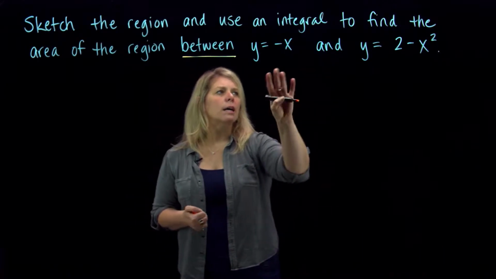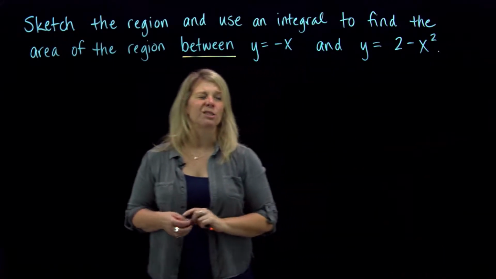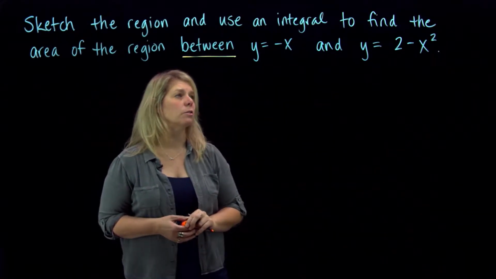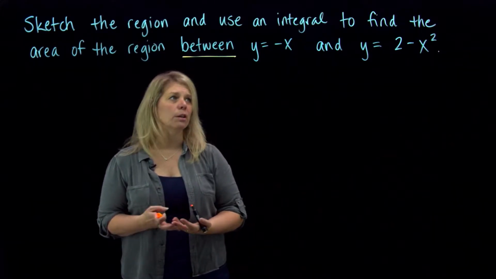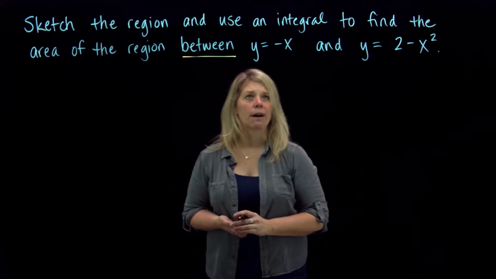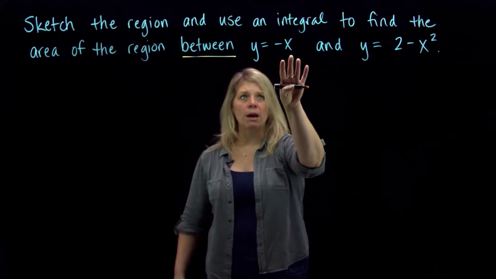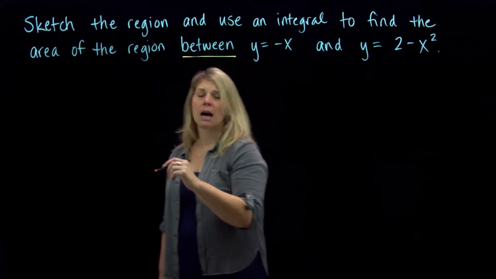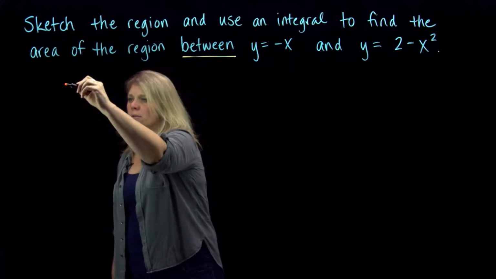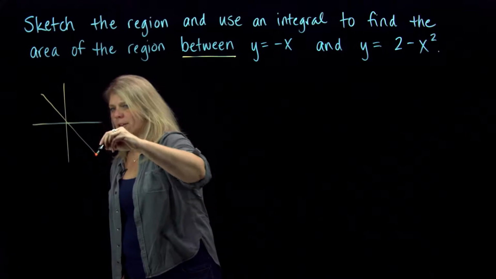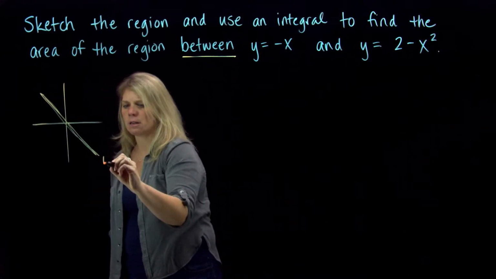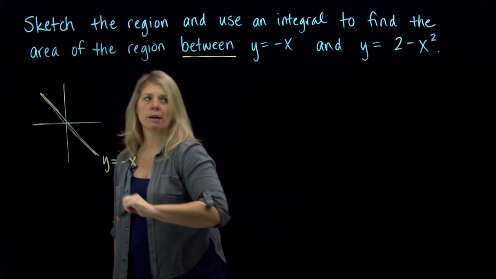Okay, so I started here with two functions that should be pretty easy to think about what those graphs look like. If there are ones that aren't as easy, remember you can use a graphing calculator to help you with the graphs. But this first one, y equals negative x, that's just a line through the origin with slope -1. So that's pretty easy to think about what that graph looks like. Line through the origin with slope -1.